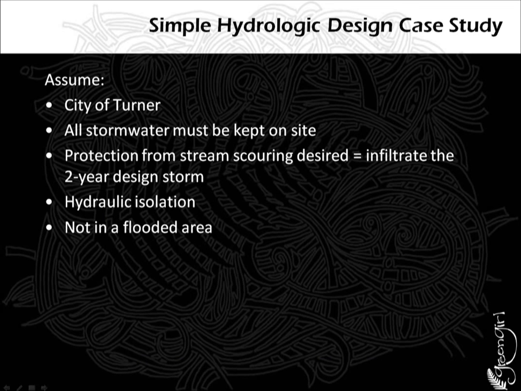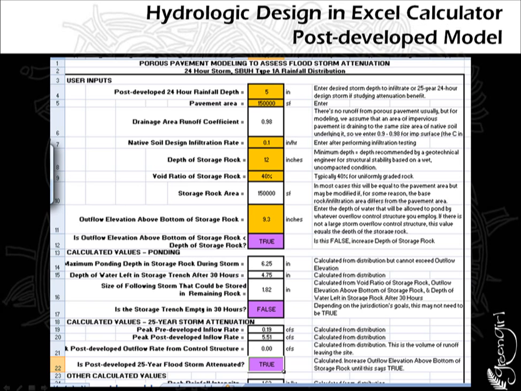pavement. The other criteria that we're going to assume is that it's not in a flooded area, because flooded areas tend to dump a lot of mud onto the surface of wherever they flood, and that mud could clog the surface. So we're also going to assume, so here's a little picture of the post-developed model. That is we're just looking at the simple model to find out what depth of storage rock we need to infiltrate what depth of rainfall.